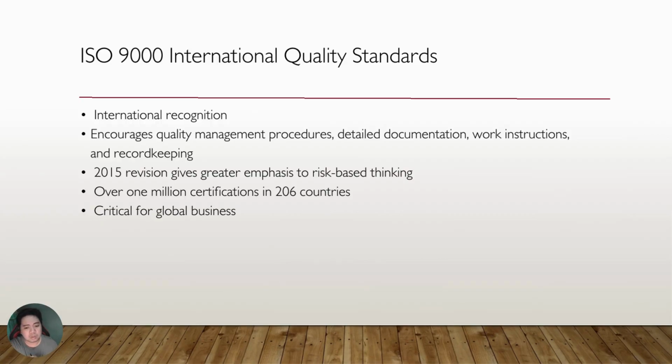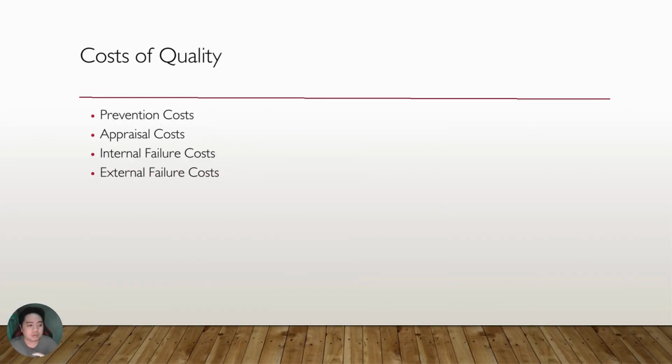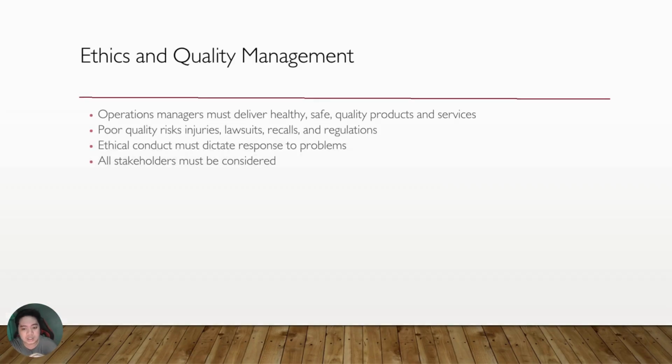So, what are the costs of quality? For us to improve, what are the costs that are needed to improve this quality? First, we have prevention costs, appraisal costs, internal failure costs, and external failure costs. External failure costs, for example, we need to address by giving warranties and post-sales service to our customers. Also, it was discussed what are the ethics and quality management.